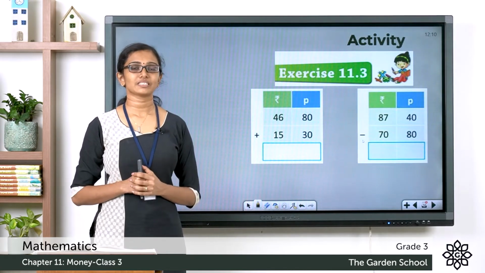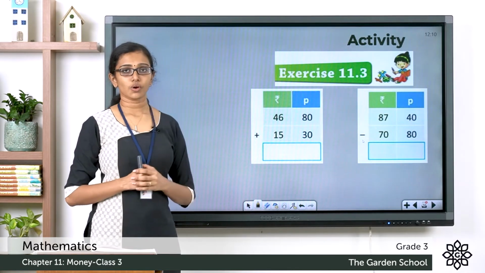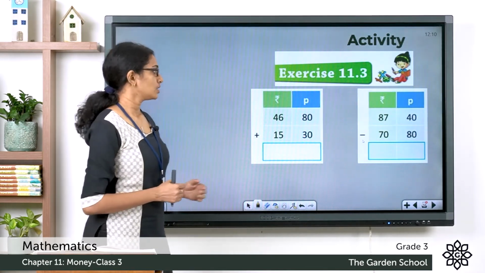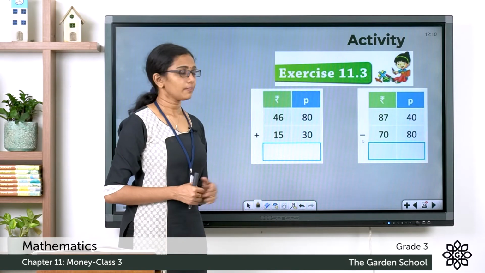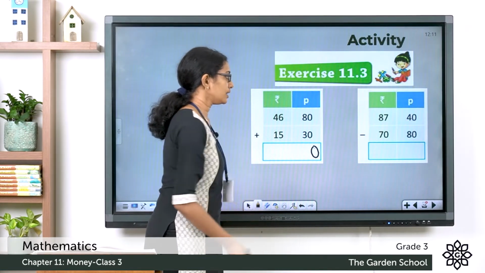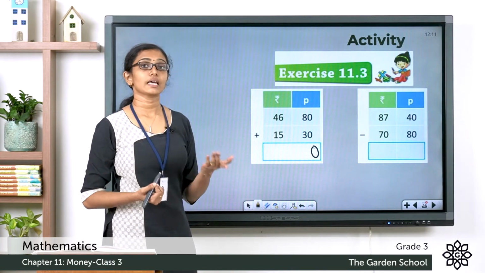Hope you are done with the questions. Now let's see how we can solve these ones. So the first question is about adding money. So starting with the paise column, let's do the addition. Here we have 0 plus 0, 0 here. 8 plus 3 equals 11.